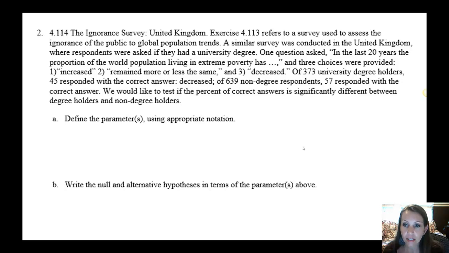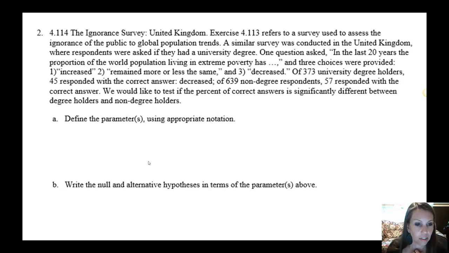Of the 373 university degree holders, 45 responded with the correct answer, which was decreased. Of the 639 non-degree respondents, 57 responded with the correct answer. We would like to test if the percent of correct answers is significantly different between degree holders and non-degree holders.